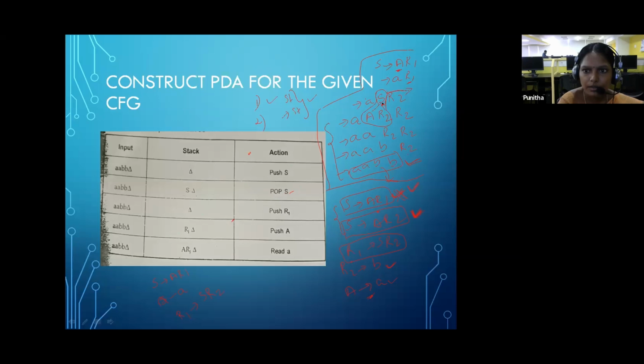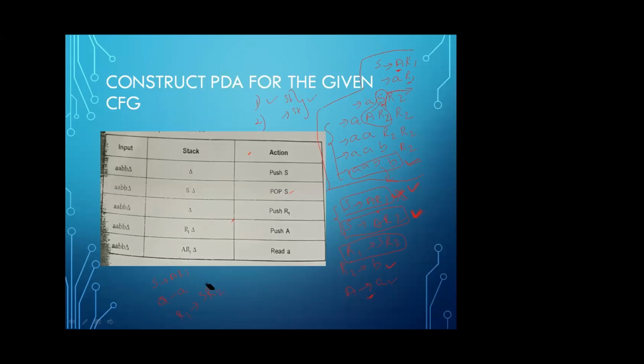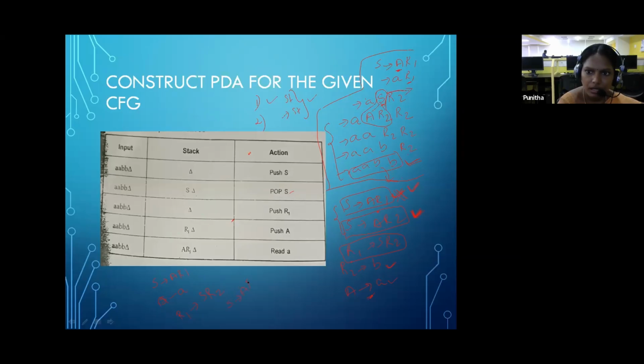Next production involved for the stack implementation is, what production is next involved? S production, isn't it? S tends to A R2, right? Next production involved is A tends to small a. The next productions involved are R2, two R2s. First one is R2 tends to B. Next one is R2 tends to B. These are all the productions involved step by step.